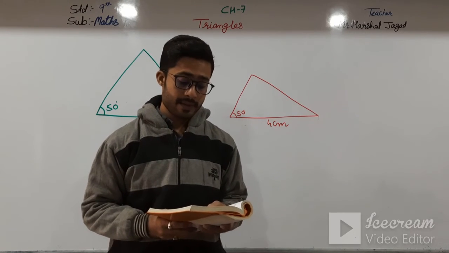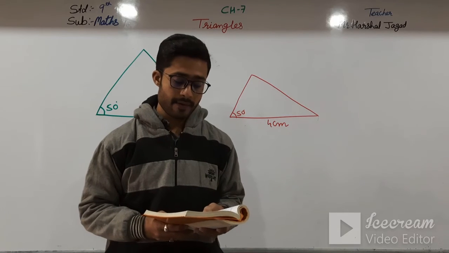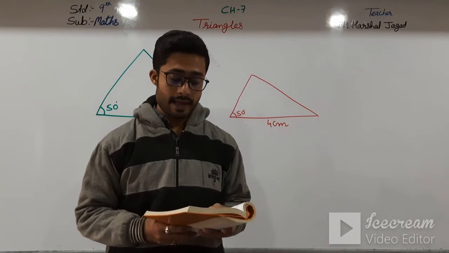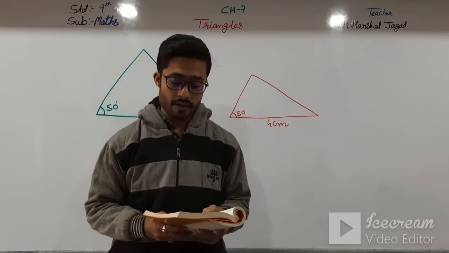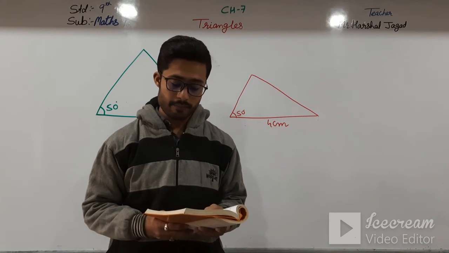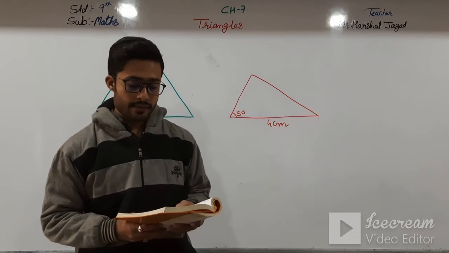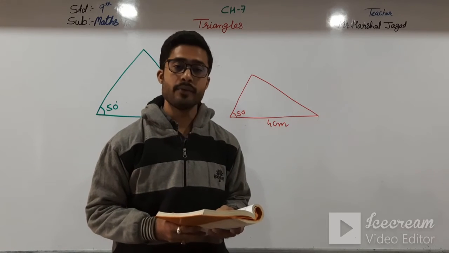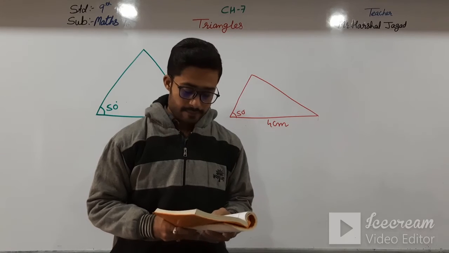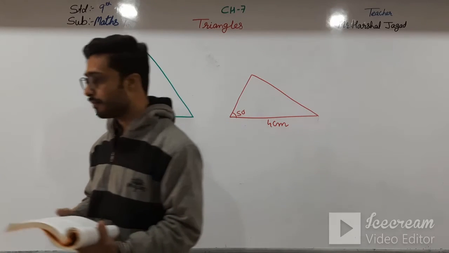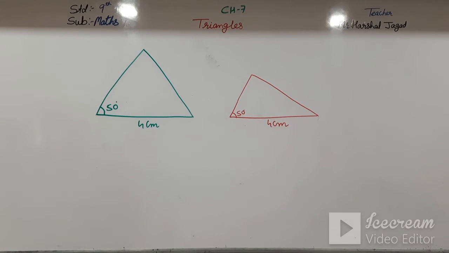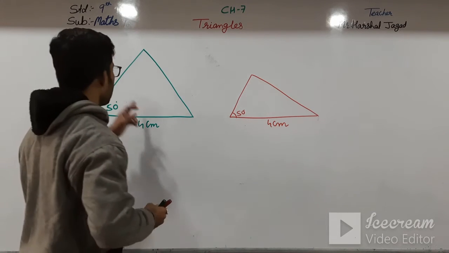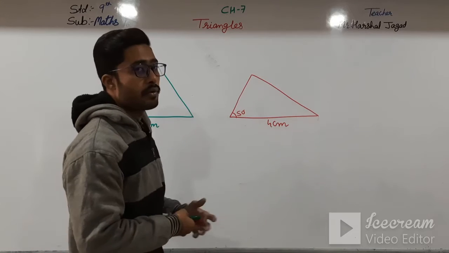In figure 7.7, BC is equal to QR, angle B is equal to angle Q, and also AB is equal to PQ. Now, what can you say about the congruence of triangle ABC and triangle PQR? Okay, now here you can see these things are given. Here they have told that this is 2 centimeter and this is also 2 centimeter.